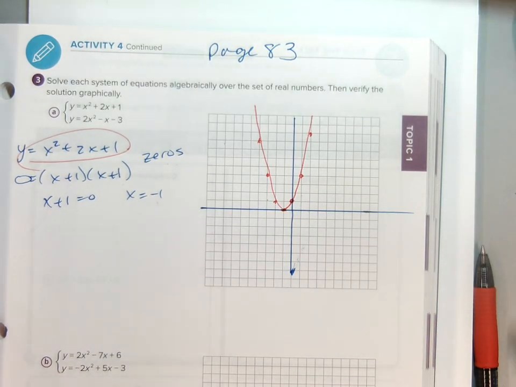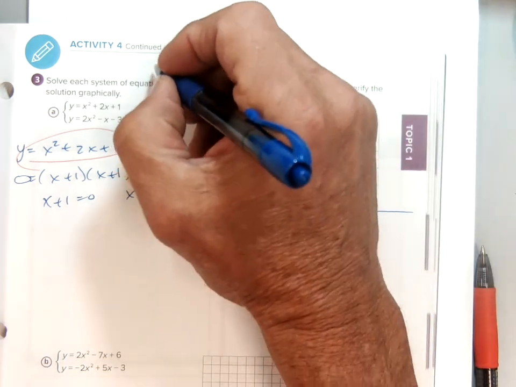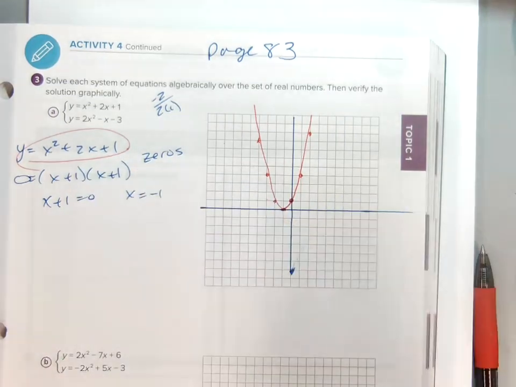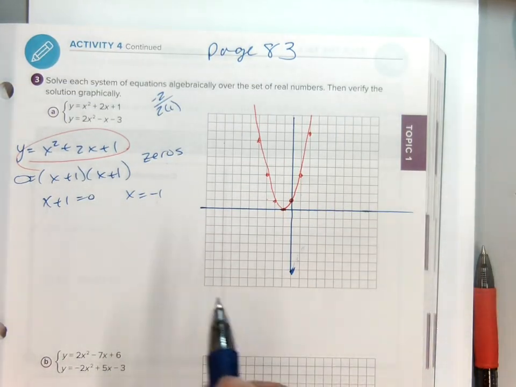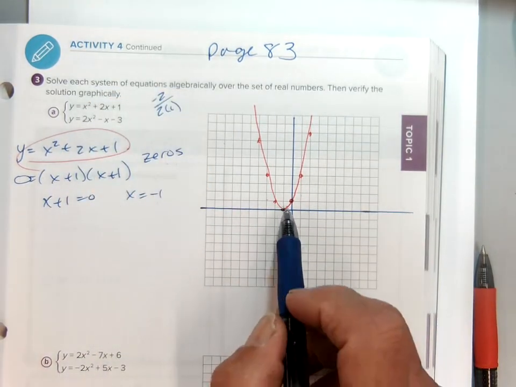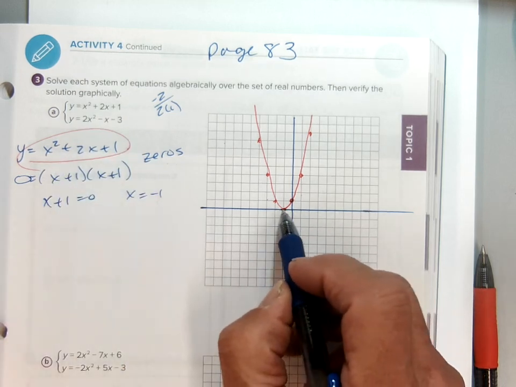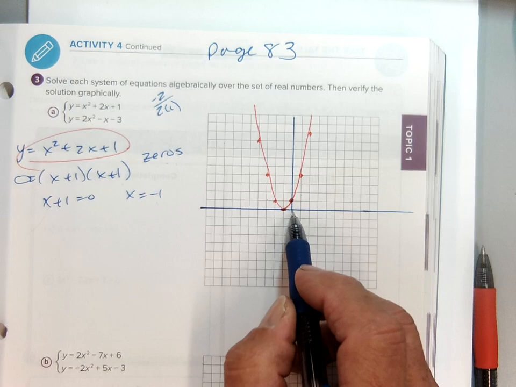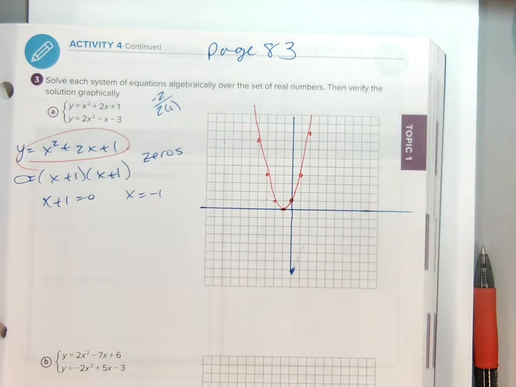In fact, I can figure out my vertex with negative b over 2a. If I do negative b over 2a, I get negative 2 over 2 times 1, which is sure enough negative 1. I know that it's got an a value of 1, so that's where I went: 1 squared is 1, 2 squared is 4, 3 squared is 9, and the same thing, it's symmetric. Okay, now let's look at the second graph.